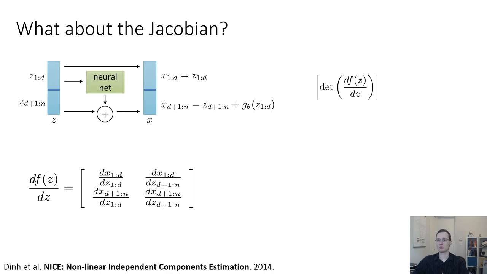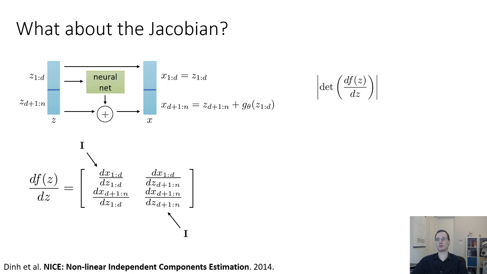Okay, so what is the top left block? What is the derivative of the first half of x with respect to the first half of z? Well, x1 through d is just equal to z1 through d, which means the derivative is just identity, right? It's just a matrix with ones on the diagonal and nothing else. Very easy. What is the derivative of x1 through d with respect to z d plus 1 through n?